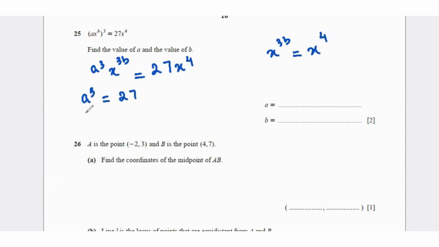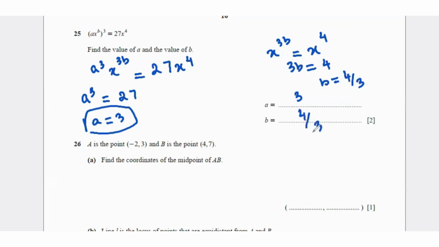Since A cubed is 27, we know 3 cubed is 27, so A equals 3. And whenever the bases are the same, you can just eliminate the base and put the powers equal to each other. So 3B equals 4, and B is equal to 4 by 3. That is your answer.